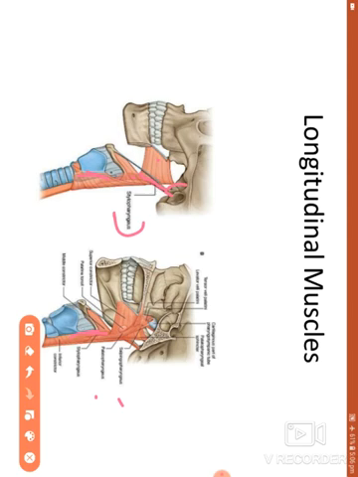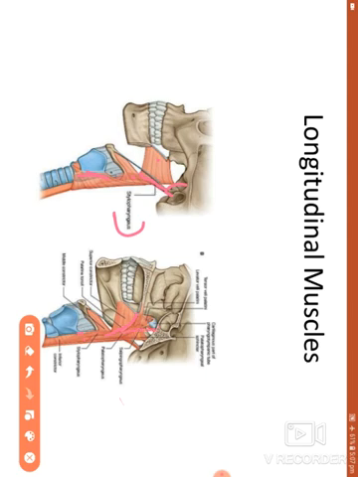Then we'll get the salpingopharyngeus. See, this is the cartilaginous part of the auditory tube. From there, its muscle is coming, going towards the oropharynx. Then next is the palatopharyngeus. See, this is the soft palate. From the aponeurosis of the soft palate, this muscle is coming. This is the palatopharyngeus. And this is the salpingopharyngeus.